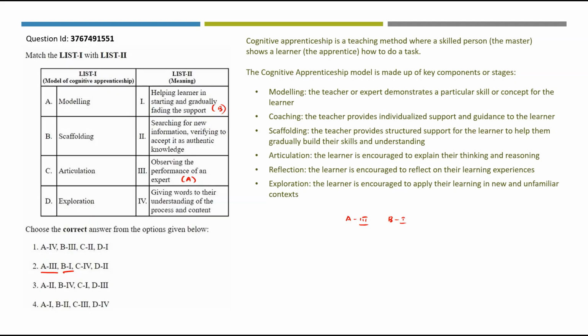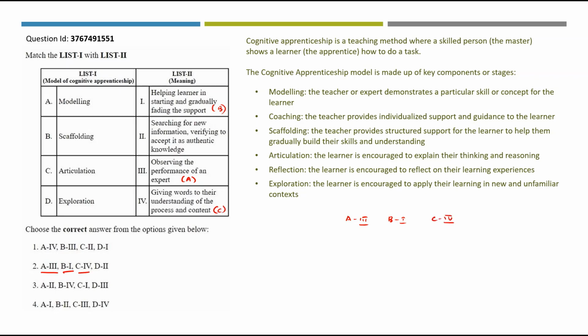The learner is encouraged to explain their thinking and reasoning. What about reflection? The learner is encouraged to reflect on their learning experiences. What about exploration? The learner is encouraged to apply their learning in new and unfamiliar context. So what about articulation? It is giving words to their understanding of the process and content. So we can map C to 4.